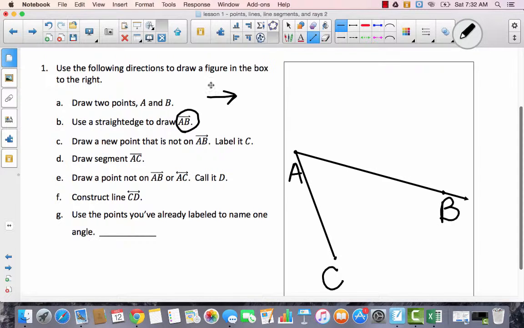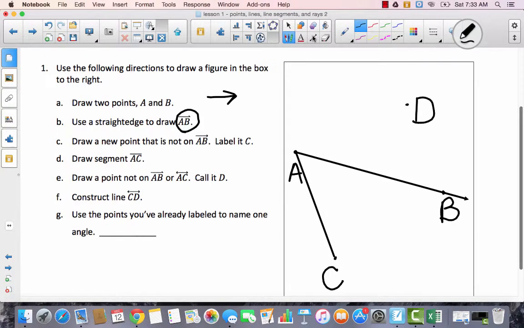Now it says draw a point not on ray AB or AC, call it D. Now this is a little bit confusing because they said draw a line segment AC and now they're calling it a line, but it's not a line, it's a line segment. So we're going to draw a point that's not on AC and we're going to call it D. So I'm going to put it here. Oops, lost my pen. All right, I'm going to put it here and I'm going to call it D. Point D.